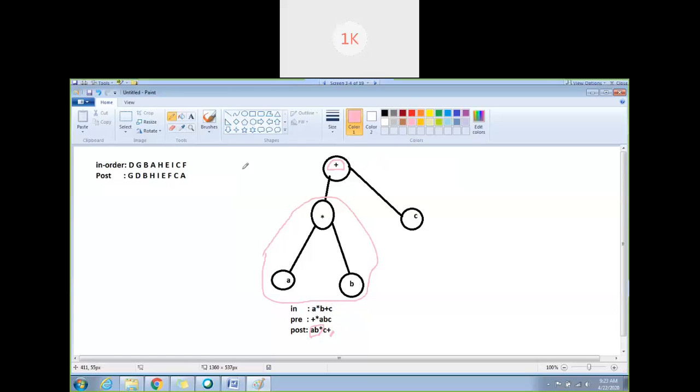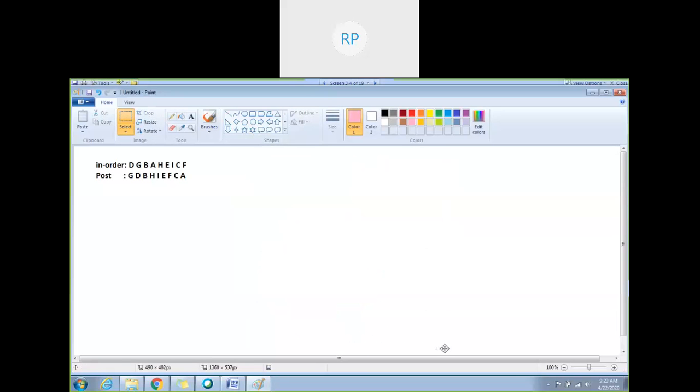Okay, we are trying to construct the equivalent binary tree for this given traversal data. Now let me know, this is my in order, this is my post order. Can anyone guess what is my root node?